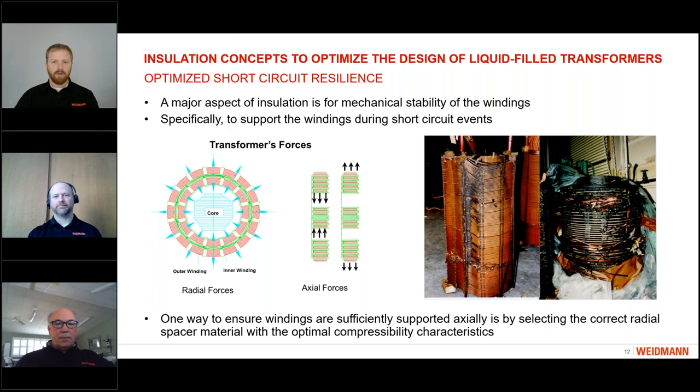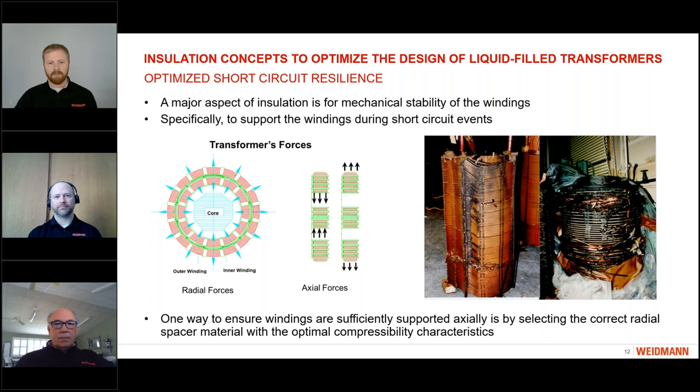So one way to ensure that the windings are sufficiently supported, specifically axially in this case, is by selecting the correct material for the radial spacers. And by doing so, you select something with the optimal compressibility characteristics. Again, as Tom said, the compression or compressibility of this material is critical for short circuit resilience.